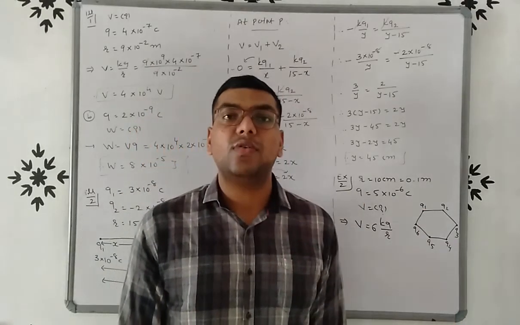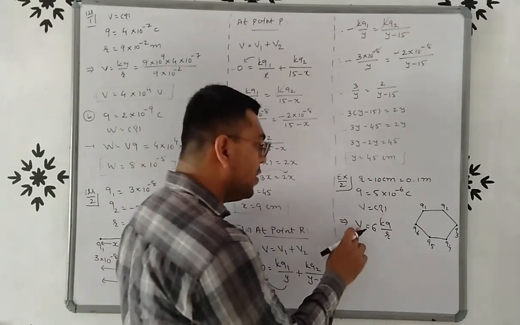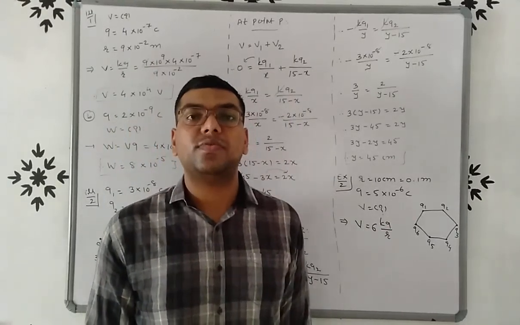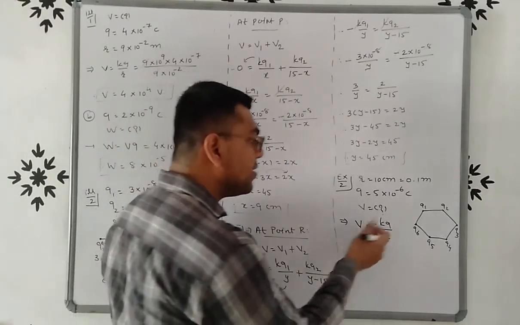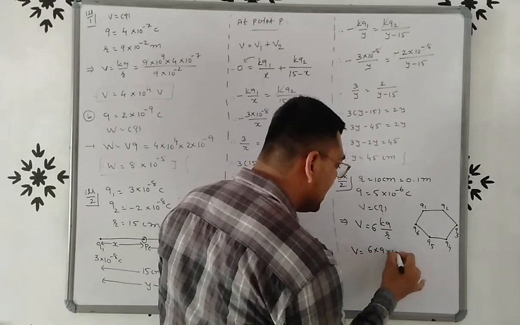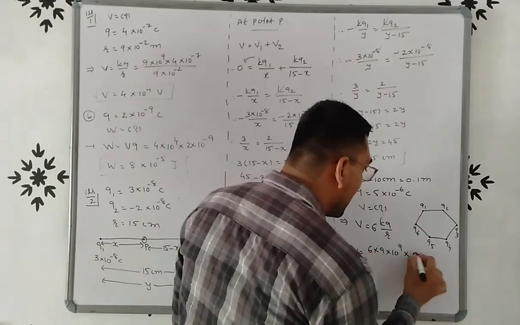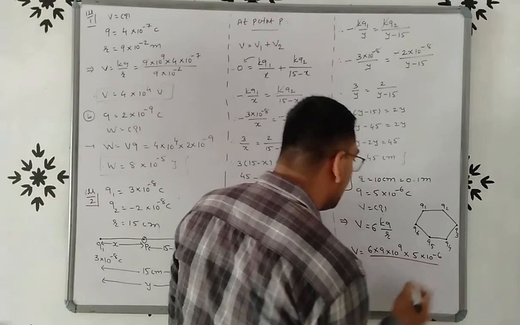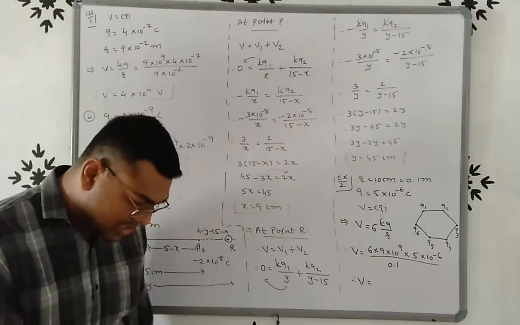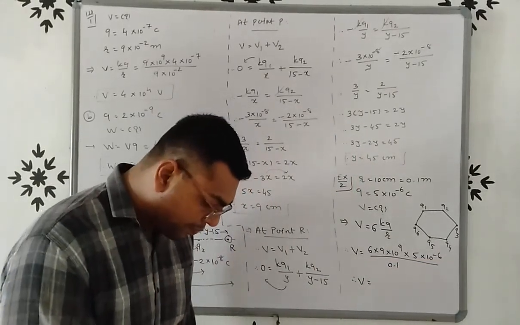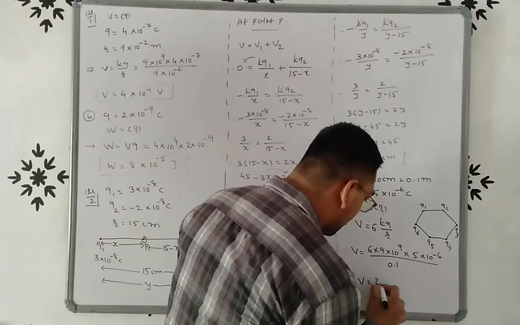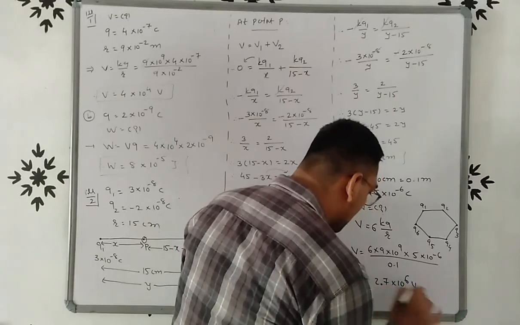So to find the potential, we already know the formula V is equal to KQ by R, but here the total number of charges is 6. So V is equal to 6KQ by R. So V is equal to 6 times K, that is 9 into 10 raised to 9, times Q, 5 into 10 raised to minus 6, upon the value of R, that is 0.1. If you calculate this, then you will get V as 2.7 into 10 raised to 6 volt.